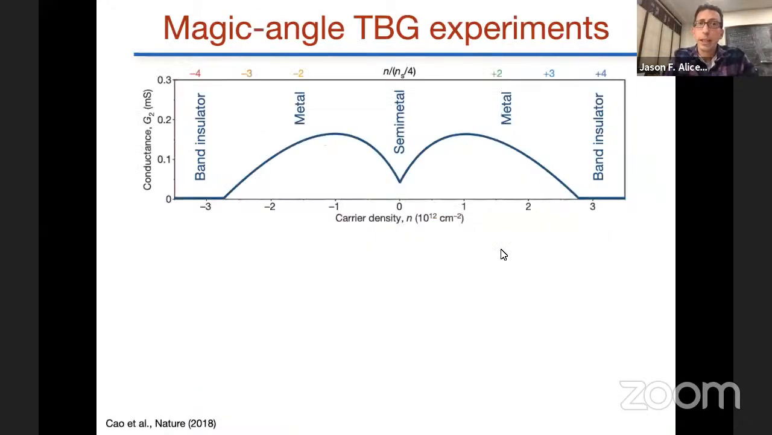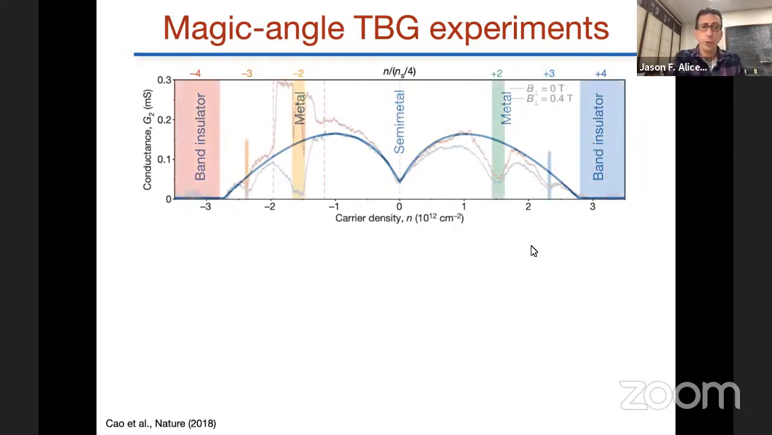All right, so based on that expectation, here's what you would expect from the conductance as a function of carrier density as you make your way from band insulator to metal, to semi-metal, to metal, and then back to band insulator. Okay, so you'd expect some qualitative behavior of the conductance as shown in these lobe-like patterns. Now, experiment gives us something which is vastly richer.